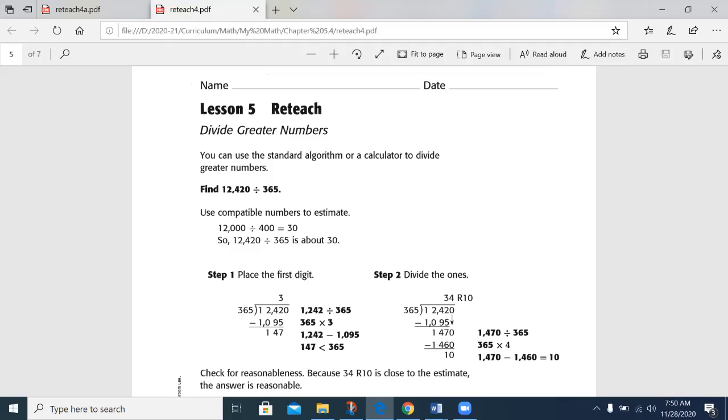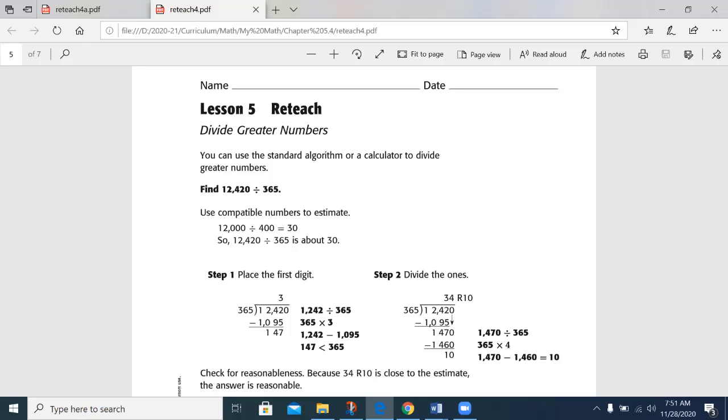So let's look at the document. You should have this out and ready with you. It says you can use a standard algorithm or a calculator to divide greater numbers. Calculators are all well and good, but that's not what I want you to use today. In the real world, yes, you will sometimes use your calculator or one on a phone to quickly solve a problem, but that does you no good as far as knowing how to solve a problem. And that's what I want you to focus on today.